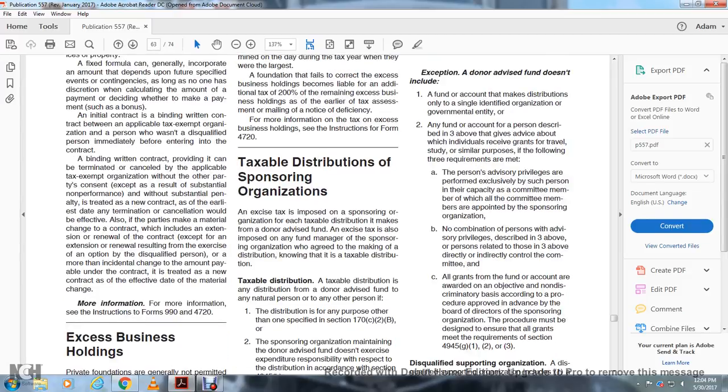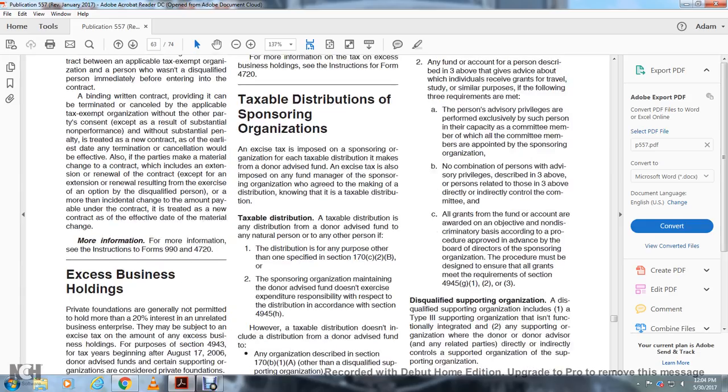Taxable distribution of the sponsoring organization. Excess tax is imposed on the sponsoring organization on each taxable distribution it makes from a donor advised fund. The excess tax is also imposed on the fund manager if the fund manager agreed to the making of the distribution, knowing it was a taxable distribution.